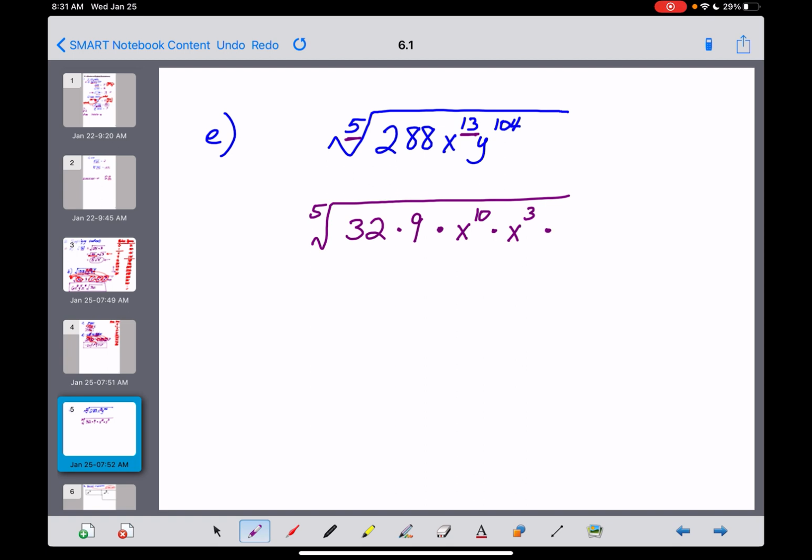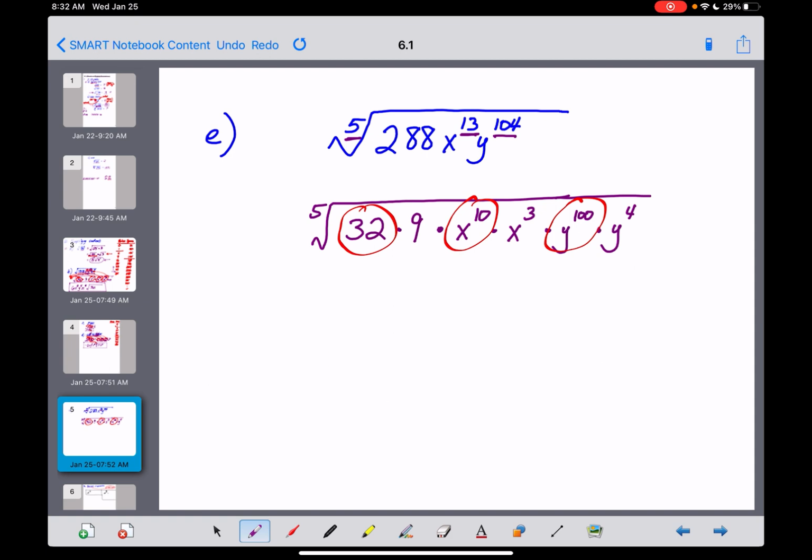Then, next question, is y to the 104th a perfect fifth? No, because 104 isn't divisible by 5. But go down from 104, what's the first number you find that is divisible by 5? That would be 100. So this will be y to the 100th power multiplied by y to the 4th. All right, guys, that's the hard part. Now, I circle my perfect fifths. 32 is a perfect fifth, so is x to the 10th, so is y to the 100th. So one step here and we're done.